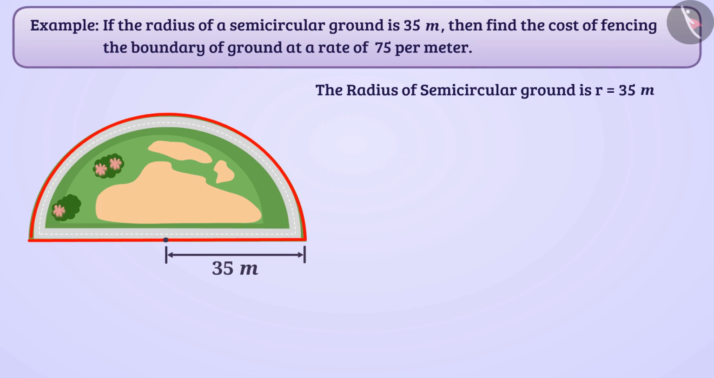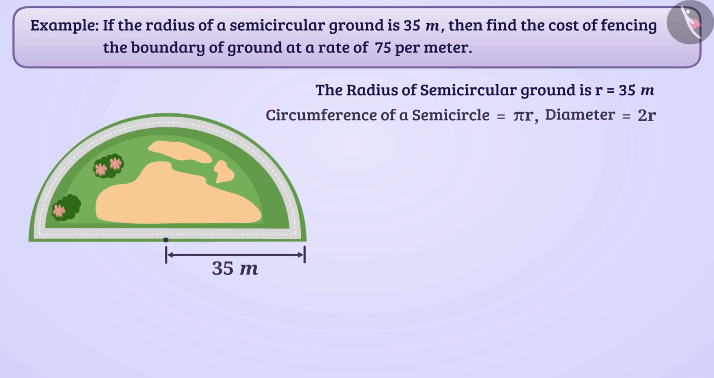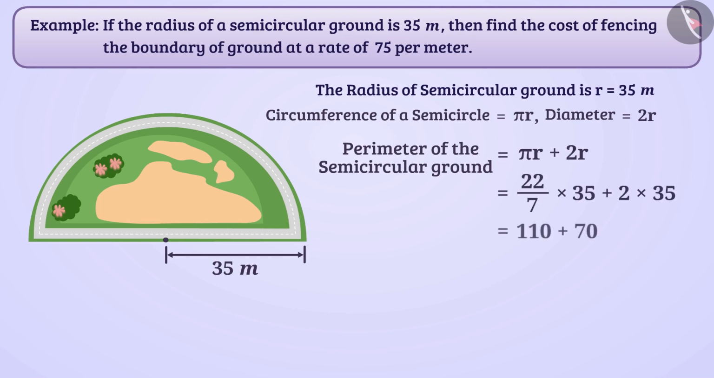By looking at the figure, we can say that to find the perimeter of this ground, we have to add the circumference and the length of the diameter of the semicircle. We know that the circumference of a semicircle is pi r and the diameter is twice the radius, 2r. So we can say that the perimeter of the semicircular ground is pi r plus 2r. By putting all the values in the formula and simplifying it, we get the perimeter of the semicircular ground as 180 meter.